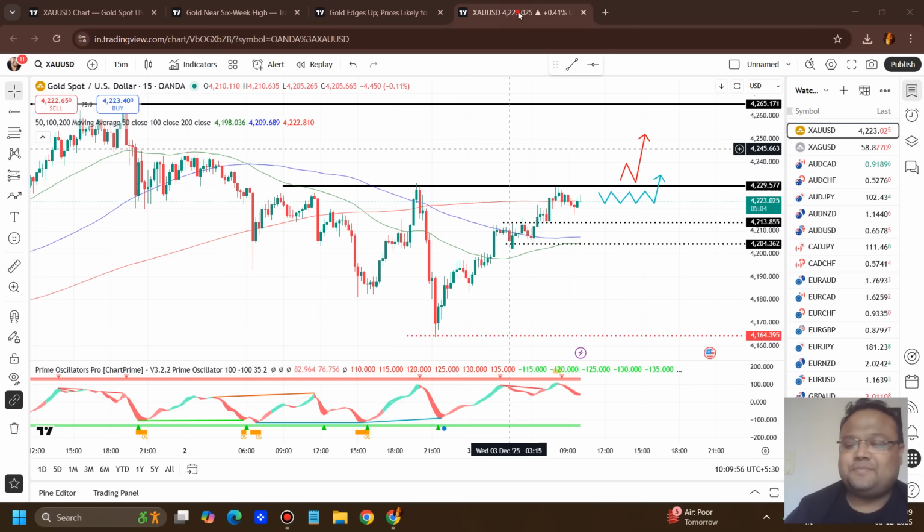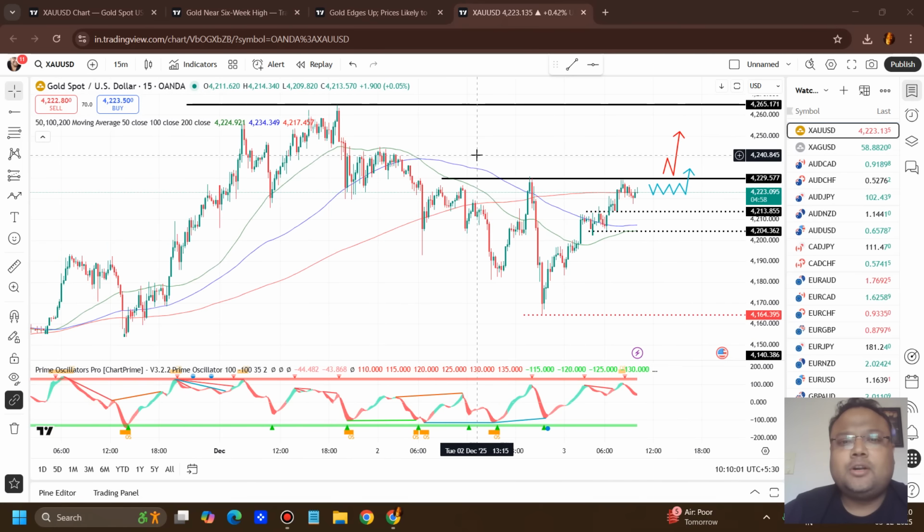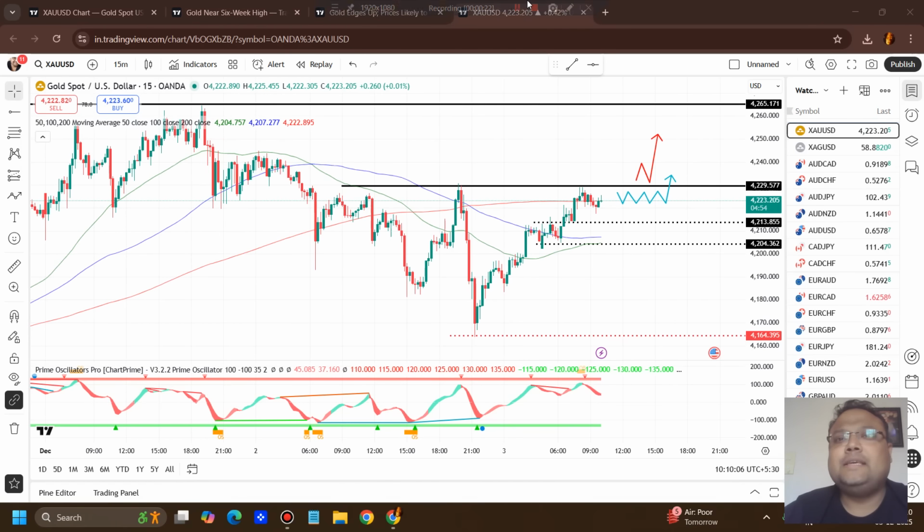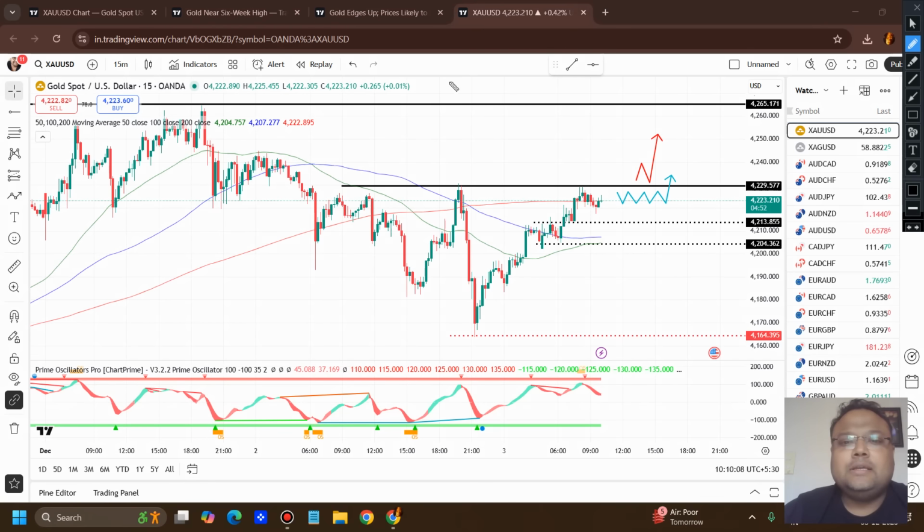So let's get started. And my dear friends, this is the 15 minutes chart of gold in front of us, and recently gold has been dancing a lot. Yesterday when we were discussing gold, it was trading around 4220 to 4225 area, and we discussed all the possibilities.